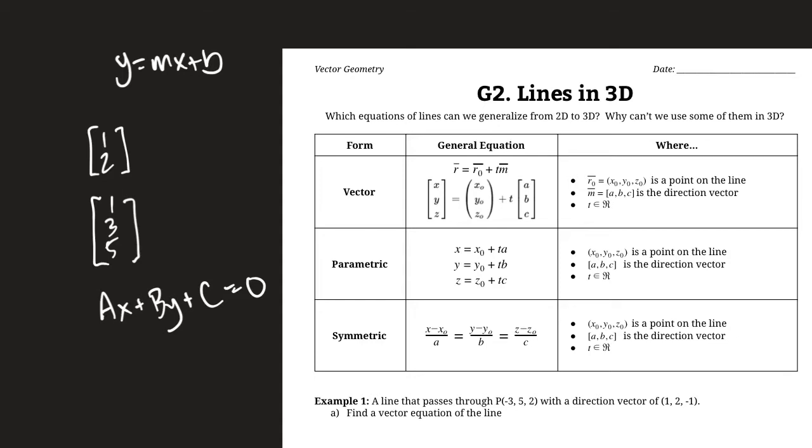Standard form, or Cartesian form as it's sometimes called. We don't see a Cartesian form of a line as well. And there are very good reasons for that, and we'll discuss that in class. But for now, all you need to know is that the vector one, it's the same as the 2D vector equation of a line. It's just got a third part. It's got a z as well as an x and a y.